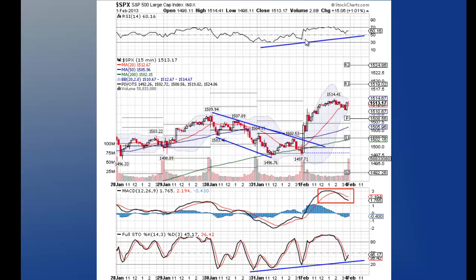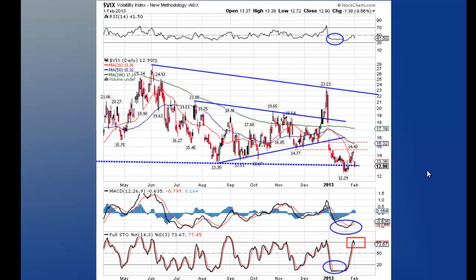An encouraging sign is that RSI and stochastics are creating higher lows, which are confirming higher prices as well.